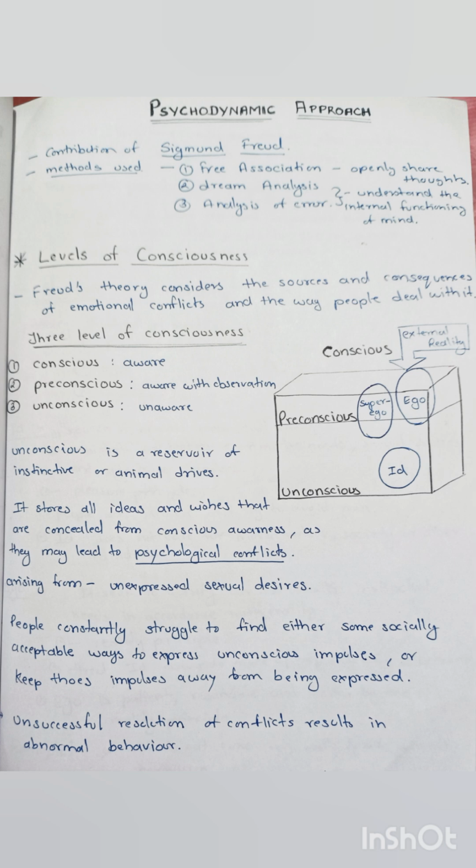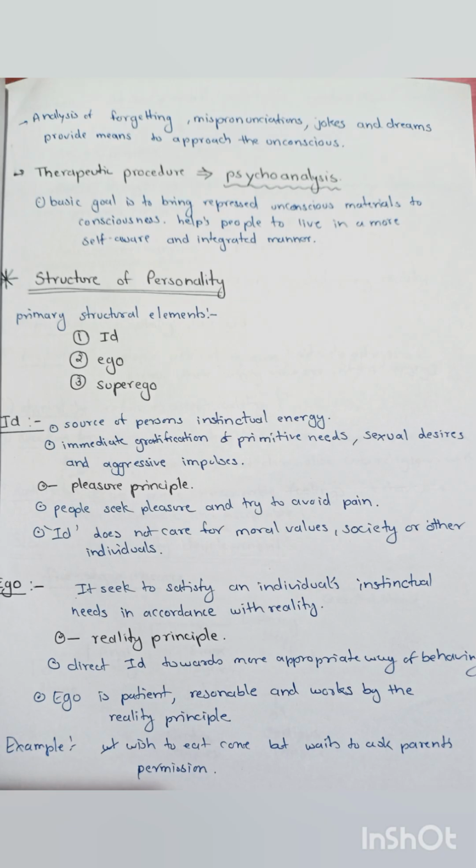Also, unsuccessful resolution of conflicts results in abnormal behavior, which can be seen in many individuals. He divided the personality structure into three parts: id, ego, and superego. Id is the part of the unconscious brain. Superego and ego are the part of the preconscious and conscious brain.